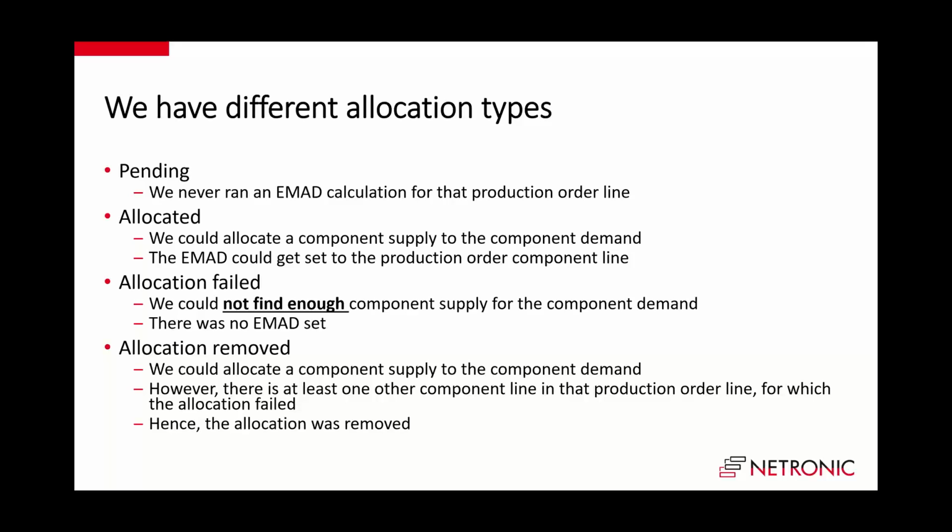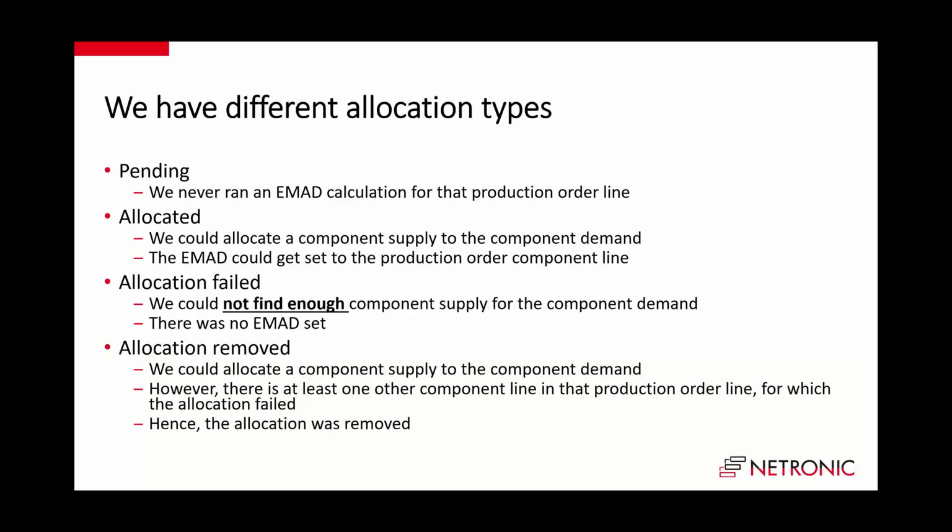And then we also have the allocation type allocation remove. This is: the material was available, but on the same production order line, there are other production order component lines where the material was not available, where the allocation failed. And then because we do all or nothing, we remove the allocation for that material that was available. And then we remove it and then we write it there.